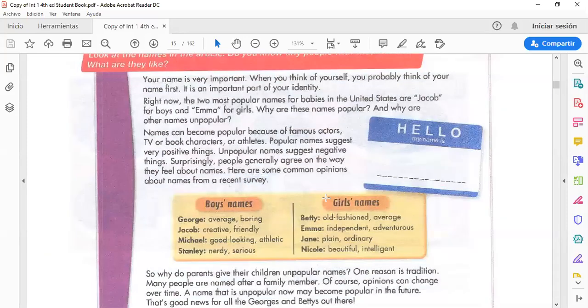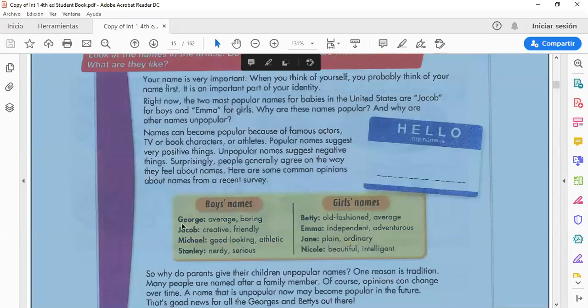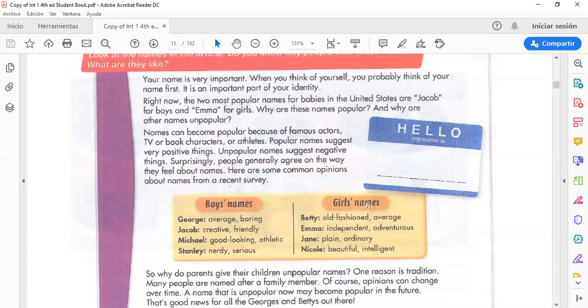Boys' names, girls' names. For boys, we have George. And for girls' names, we have Betty. So what are you going to get, guys? This vocabulary here, I'm going to prepare a little practice for you with this vocabulary. I'm going to give you definitions and some practice with this vocabulary, okay?